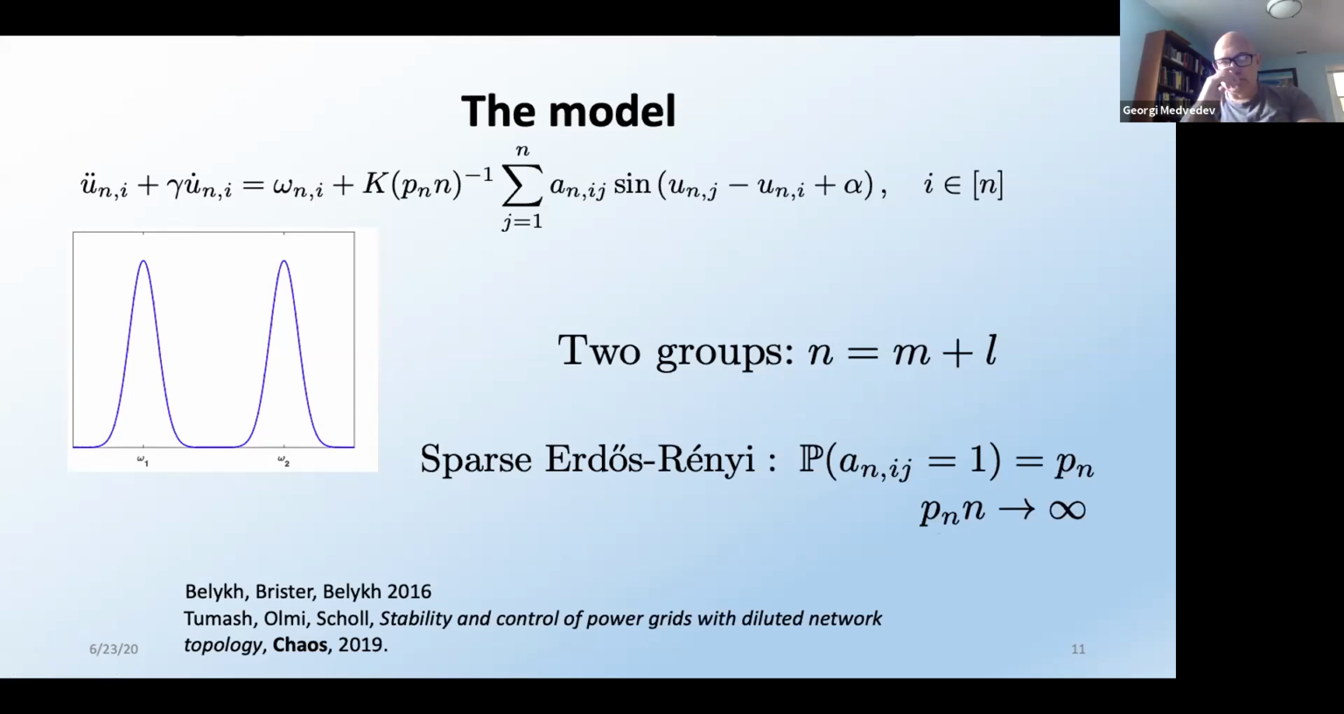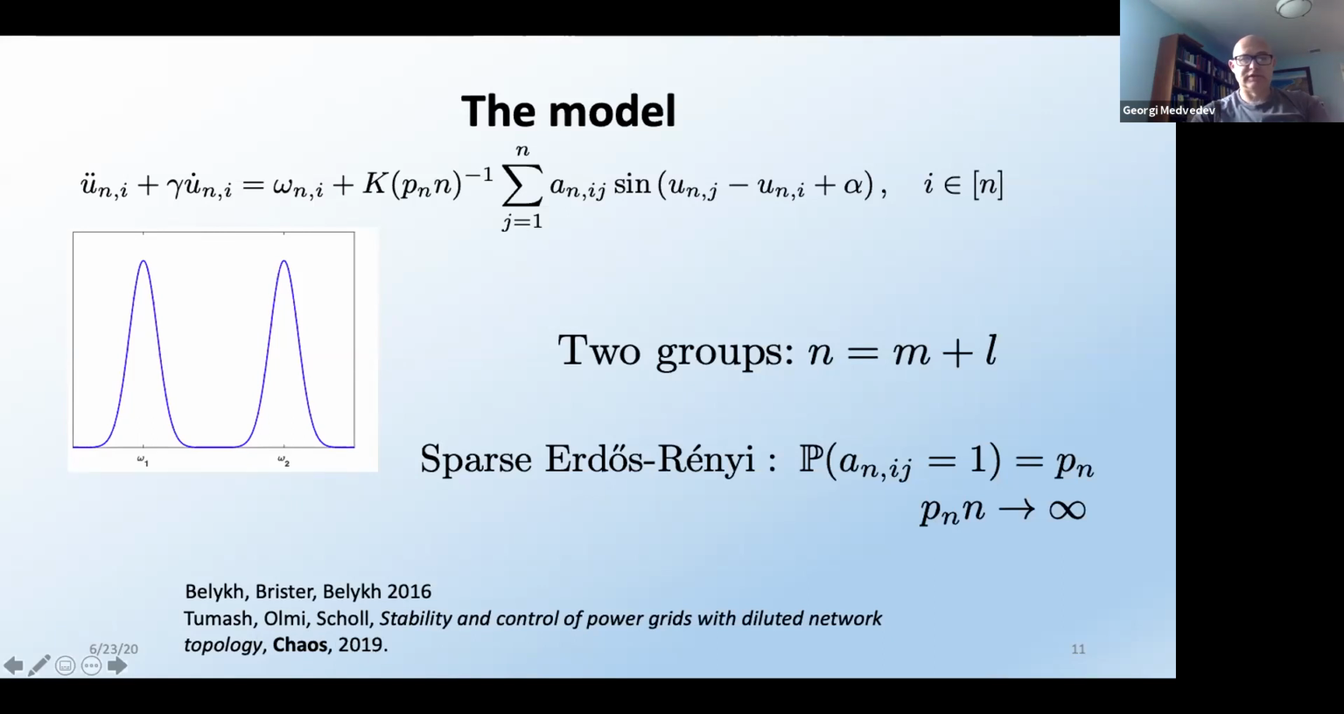Our setting is motivated partly by our interest in finding ways for studying stability of clusters. On the other hand, it's partly due to analytical convenience, but I want to mention that the model, exactly like this, with this exact setting, was used in the context of modeling power grids by these three authors.